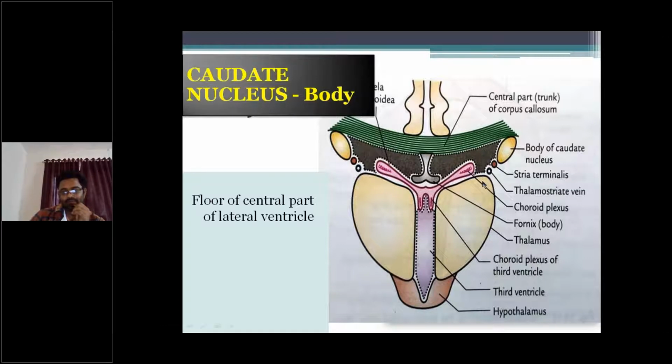It is separated from the thalamus by the stria terminalis and thalamostriate vein. So the body of the caudate nucleus extends posteriorly from the head and forms the floor of the central part of the lateral ventricle. It is separated from the thalamus by the stria terminalis and thalamostriate vein. That's about the body of the caudate nucleus.